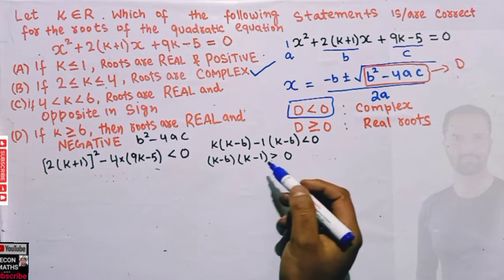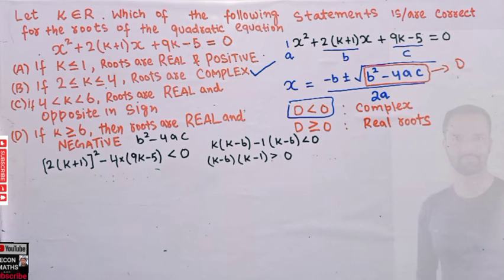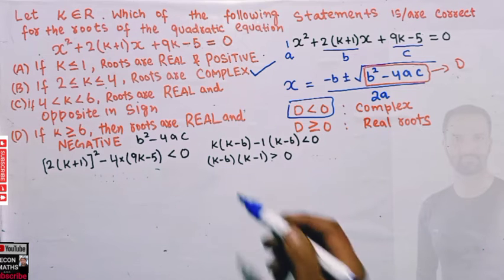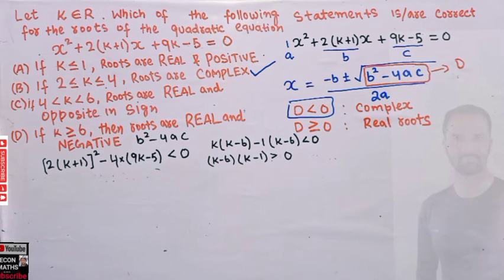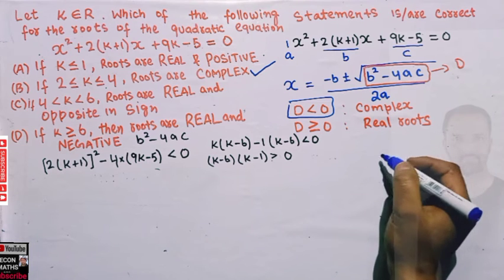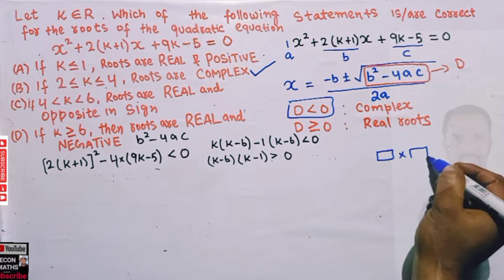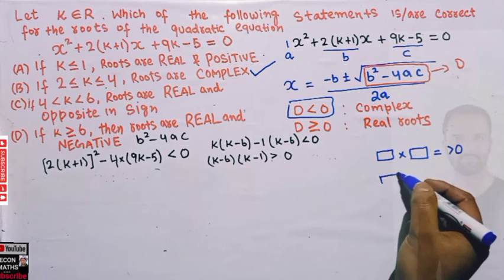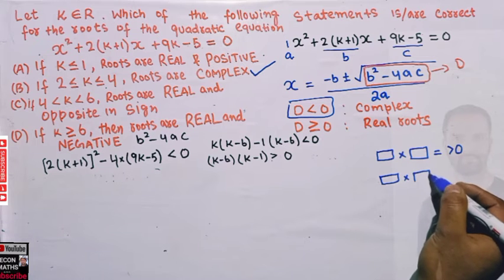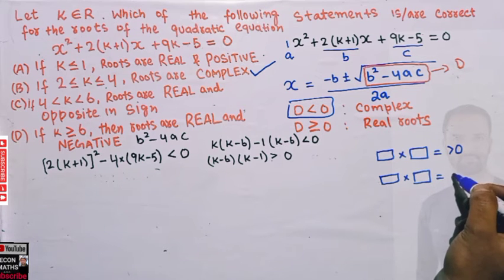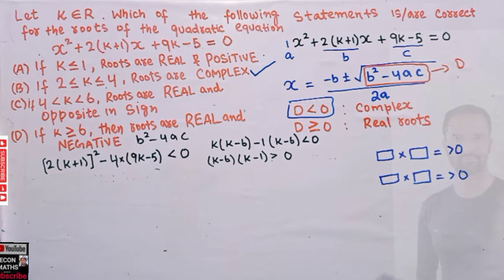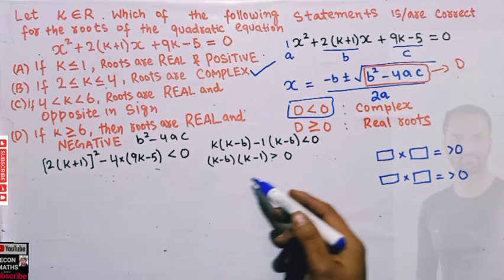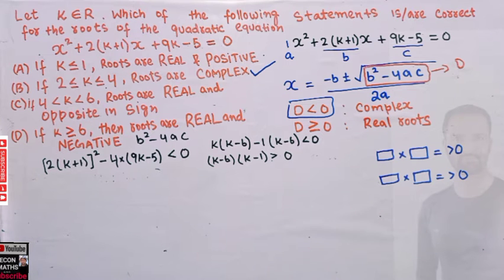Now when these two terms, multiplied, are greater than 0, we will get real roots. Let's see when the product of two terms is greater than 0. If we have two terms here, these two terms multiplied should be greater than 0. When we multiply two numbers, two cases can happen for getting a positive number.